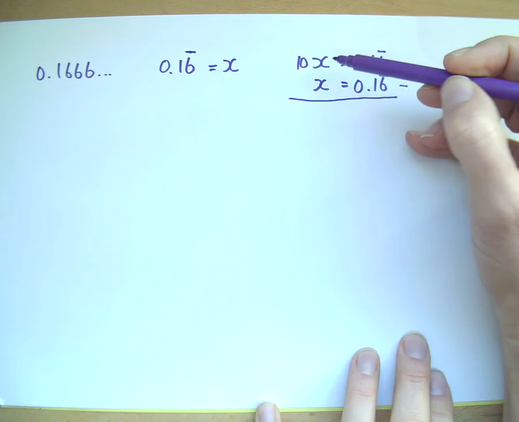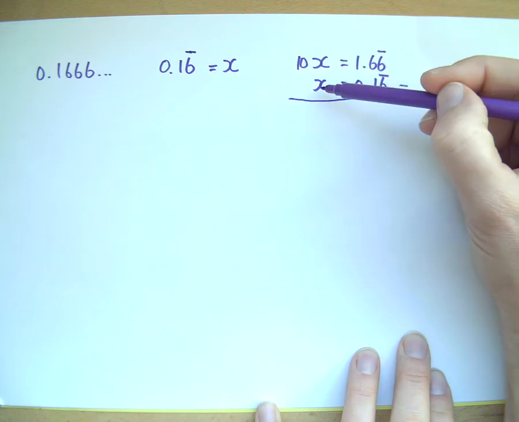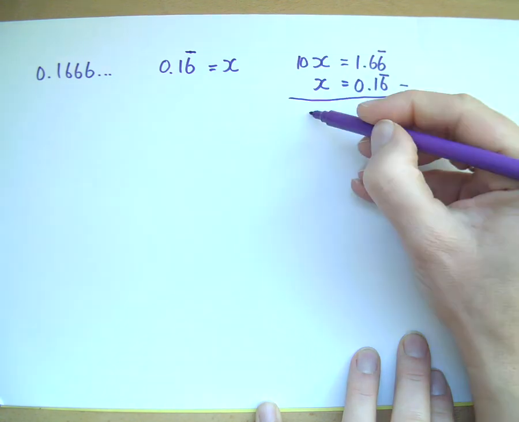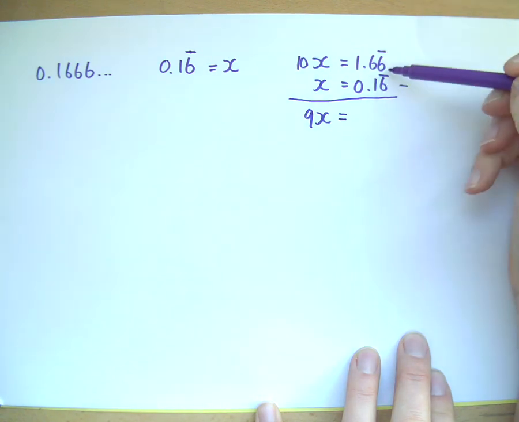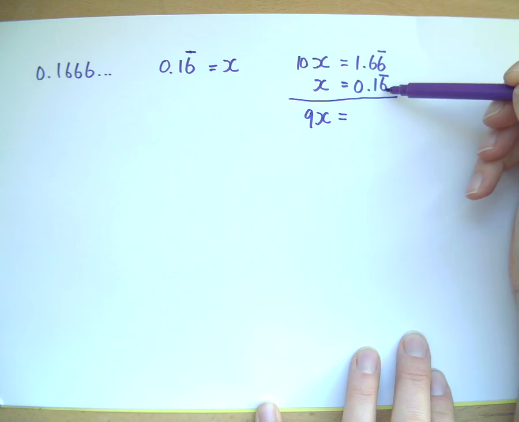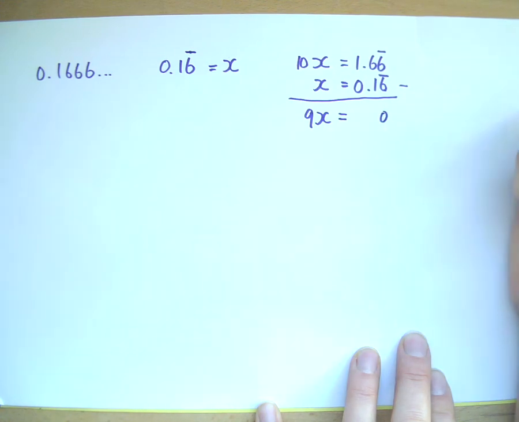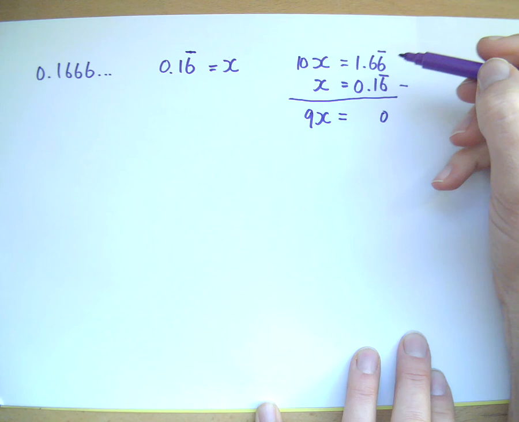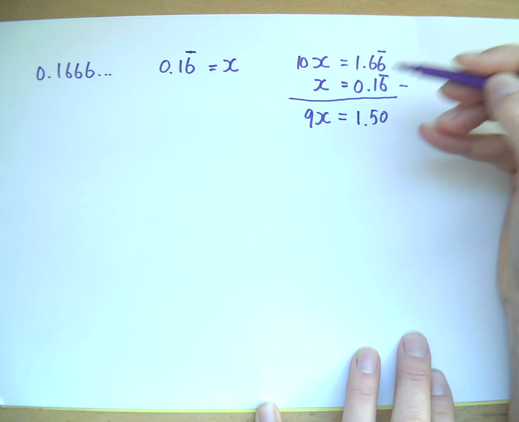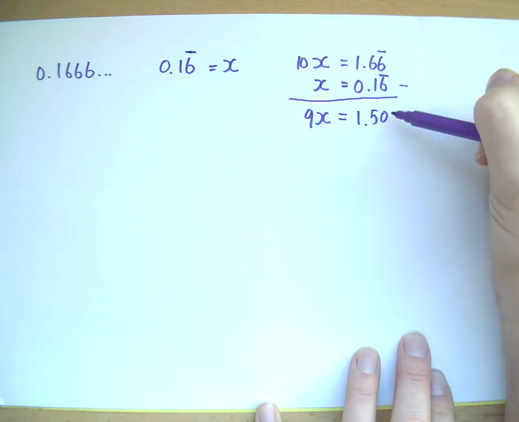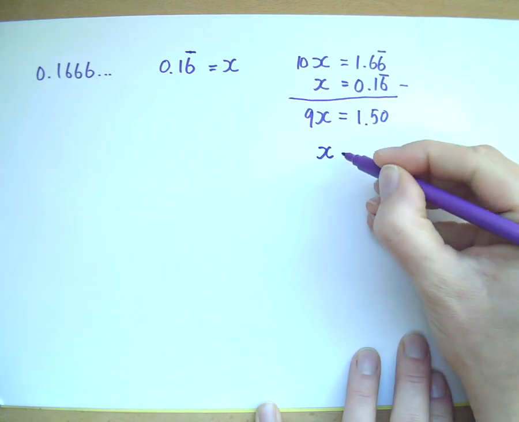because now I can subtract the 2 equations from each other. I'm going to subtract 1x from 10x. So I'm going to get 9x, right? And look how nicely this works. I'm subtracting the recurring 6 from the recurring 6. That leaves me with 0, right? 6 minus 1 is 5. 1 minus 0 is 1. So apparently 9x is exactly 1.5. Cool.